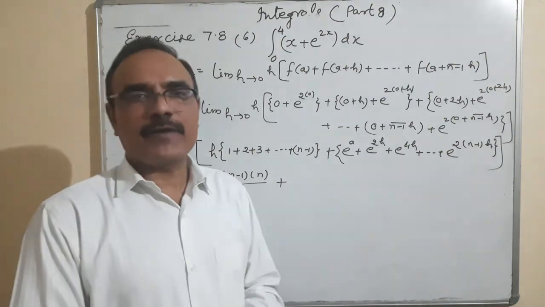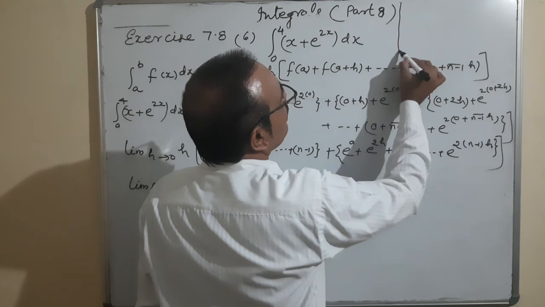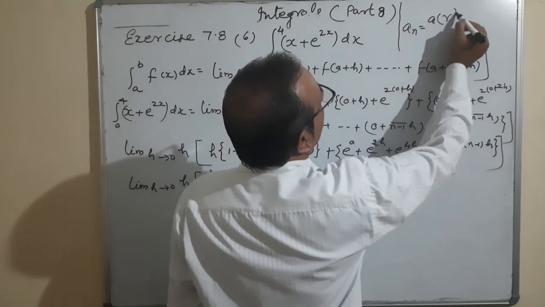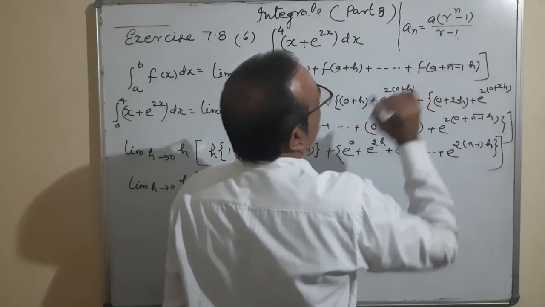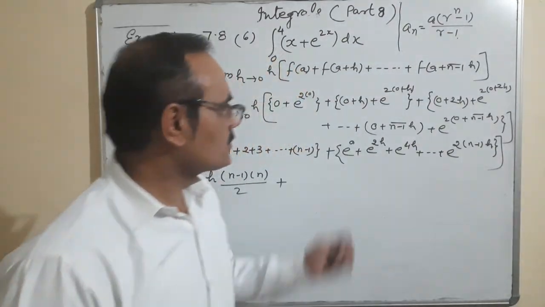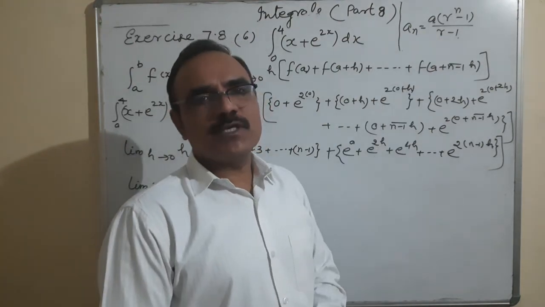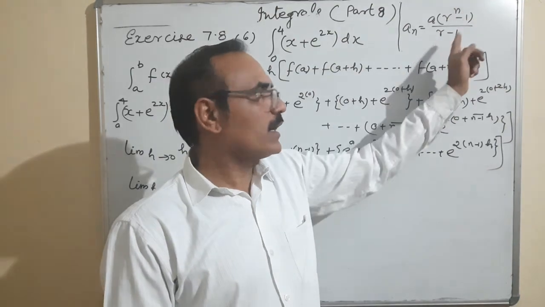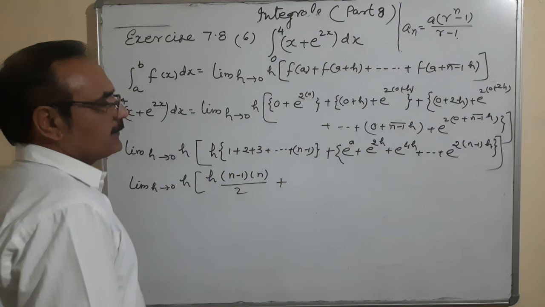And what is the sum of n terms of GP? Let me remind you. S n is equal to a into r raised to the power n minus 1 upon r minus 1. There is a condition: when r is greater than 1, we can use this formula. Sum of n terms of GP is equal to a, first term, into common ratio to the power n minus 1, upon r minus 1. This formula I am applying here.